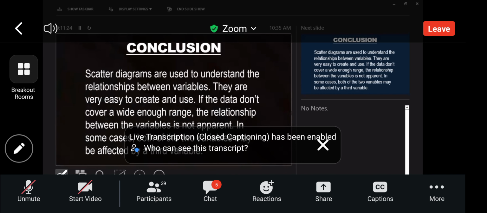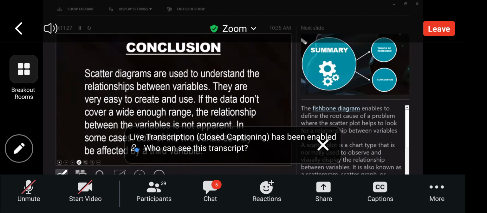So, conclusion, si scatter diagram are used to understand the relationship between the variables. They are easy to create and use. If the data don't cover a wide enough range, the relationship between the variables is not apparent. In some cases, both of the two variables may be affected by a third variable. Kung matatandaan po natin yung kay Ma'am Kiv, yung sa fishbone diagram, si fishbone diagram enables us to define the root cause of the problem. Si scatter plot naman is help to look for a relationship between the variables.